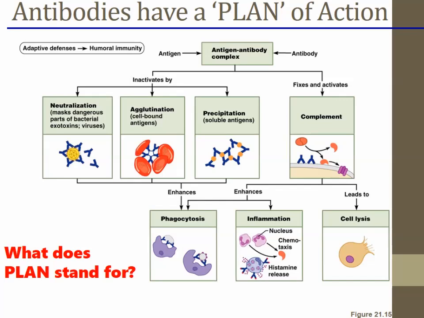It's known as PLAN, which stands for certain of these terms: precipitation, agglutination, lysis would be the L. Where's lysis? There it is, cell lysis, and then neutralization. So as I said before, antibodies just kind of trick and play with pathogens. Precipitation just makes things stick together, as does agglutination.